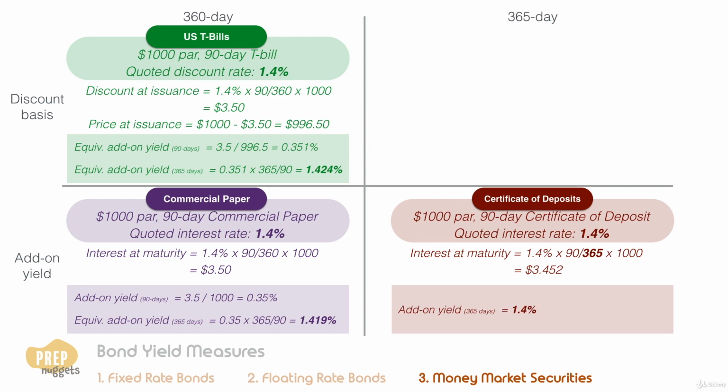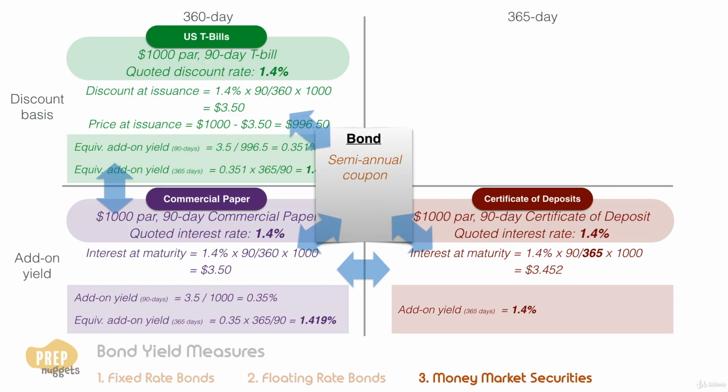So, as you can see, while all three have the same quoted interest of 1.4%, the actual yield when leveled to the same basis can be quite different. In the exam, be sure to be able to convert quoted interest from one basis to another in order to make such comparisons. Another comparison is to compare the interest rates to the yield to maturity of a semi-annual coupon bond. This is known as the bond equivalent yield.